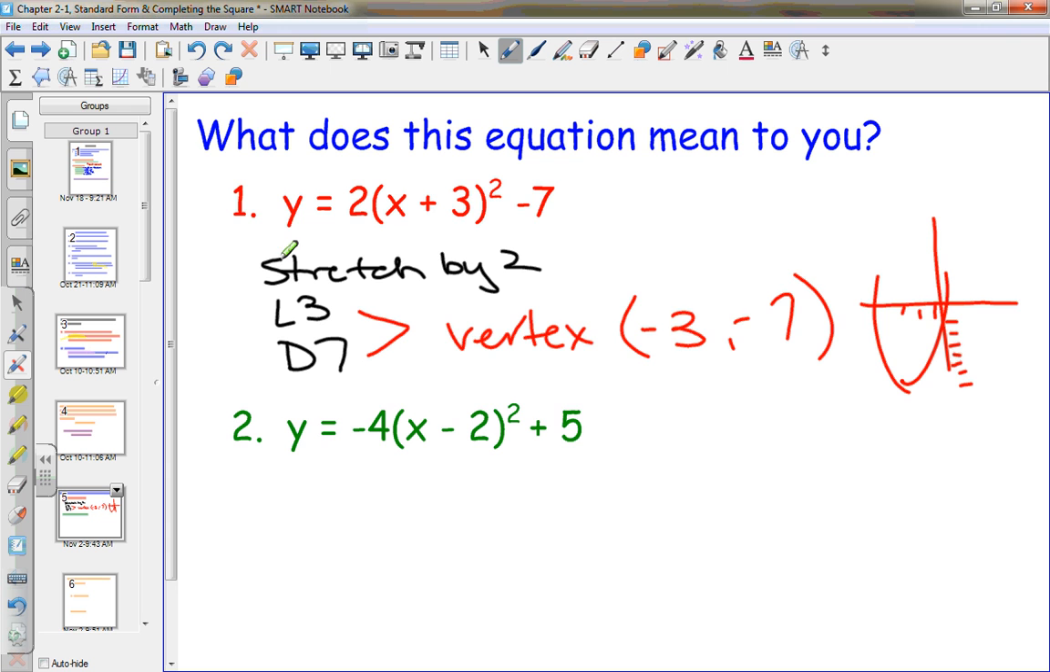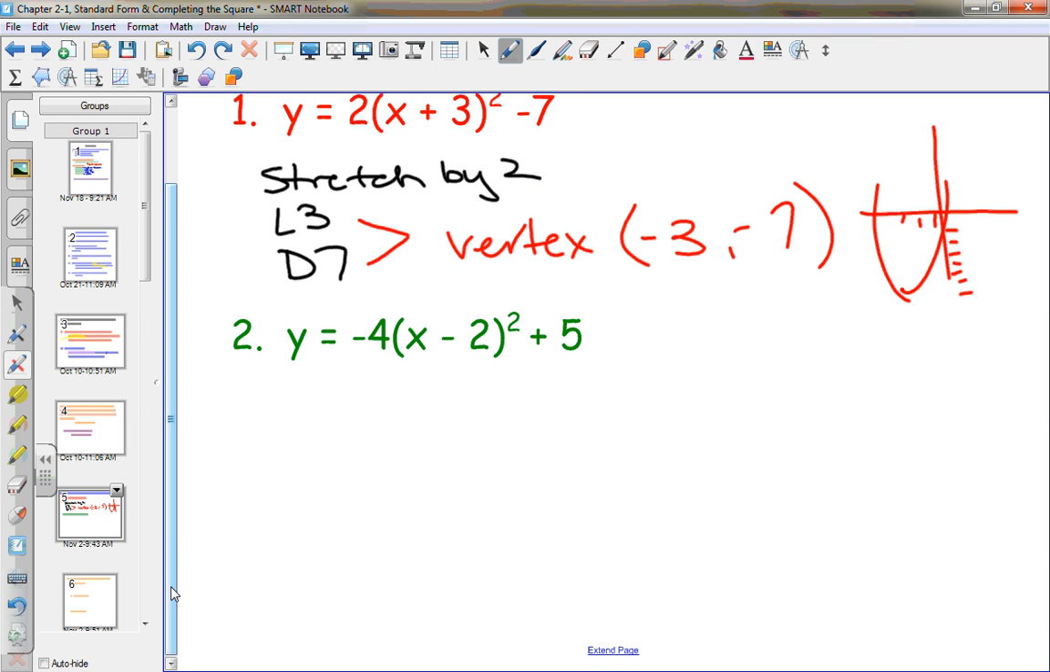Well, let's talk about this number 2. What do I know about this? It's a stretch by what? What else?